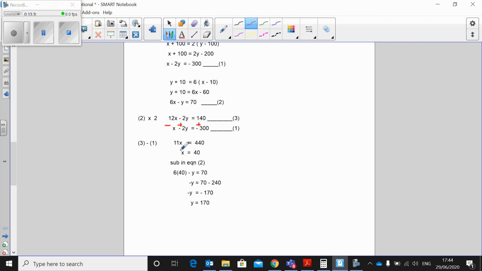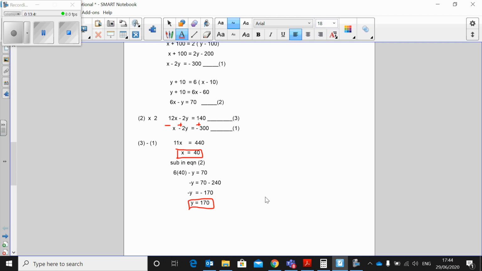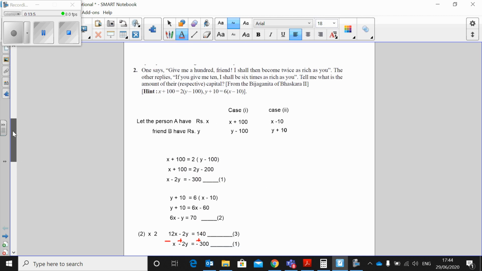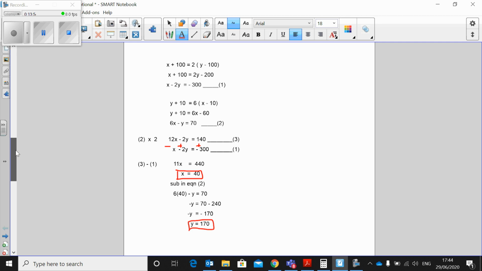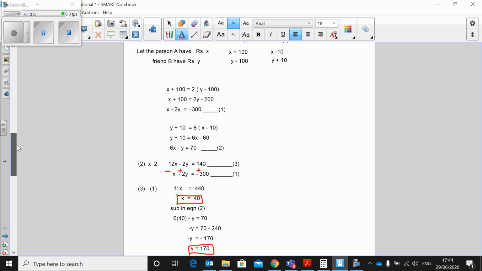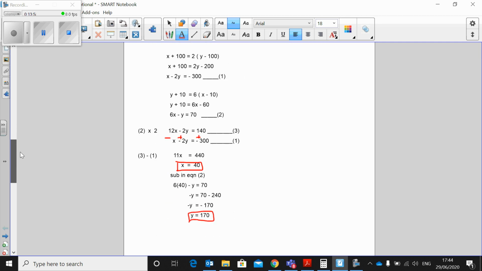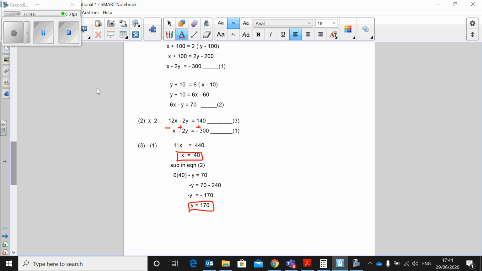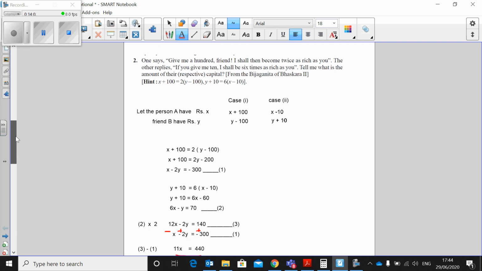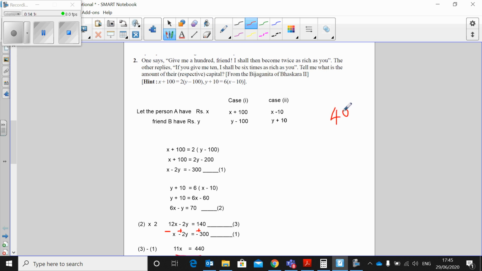Correct? So x is equal to 40 and y is equal to 170. Any doubt? Let's see what x and y are. X is person A has 40 rupees, and y is 170 rupees. If you want to cross check whether we have done it correctly or not, think about it. Now x has 40 rupees. What does the first statement say? The friend has 40 rupees. The other one has 170 rupees.